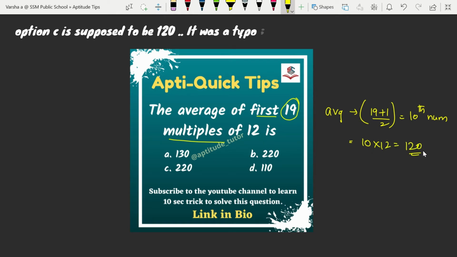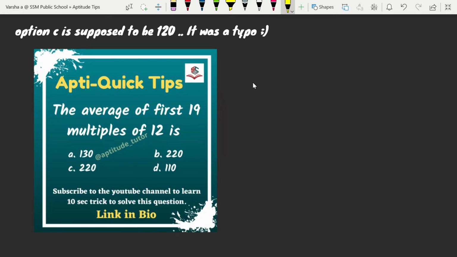Answer is 120. So this takes exactly 5 seconds, and for me to explain it has taken 10 seconds, but to solve it should take not more than 5 seconds. Now let us see the logic behind solving all these types of questions.